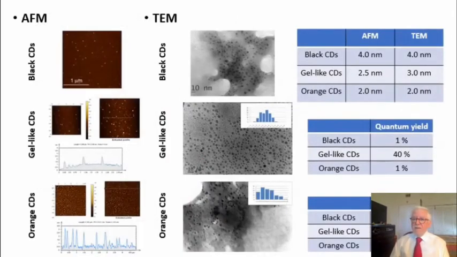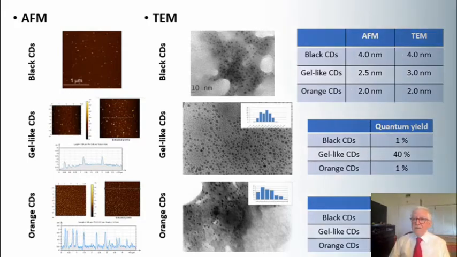So this is the AFM and TEM measurements, because if we want to know the size of the particles, we need to use these two methodologies, atomic force microscopy and transmission electron microscopy. Why? Because with AFM the resolution is great for the z-axis, and with TEM there is high resolution in the x-y axis. As you can see for the AFM and TEM, for the black, gel-like, and orange, there is quite a good correlation between these two microscopic techniques. Quantum yield is very high for gel-like, but low for the black and the orange carbon dots. And this is the zeta potential for the black, gel, and orange, and the zeta potential is around minus 12 millivolts, which shows that we can have a good dispersity of these nanoparticles in water or hydrophilic solvent.